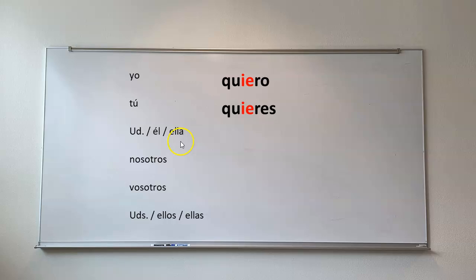This stem is also changed. For usted, él, or ella, quiere, also the changed stem. We add the ending, quiere. So usted quiere, you want. Él quiere, he wants. Ella quiere, she wants. Nosotros, we. This does not have the changed stem. It's quer. So we add our ending for nosotros, and we have queremos.